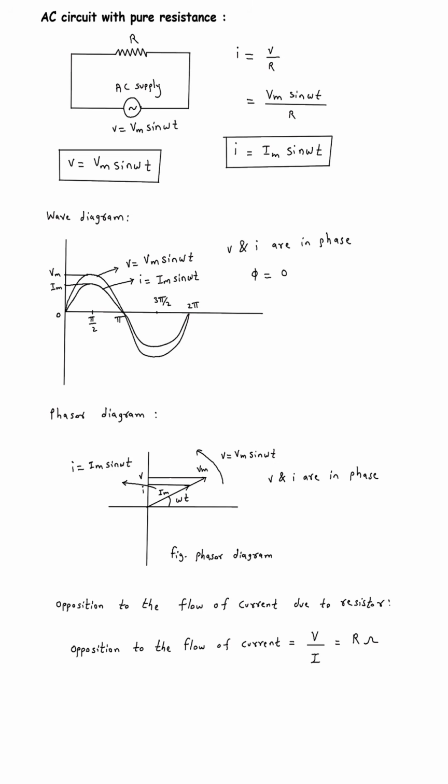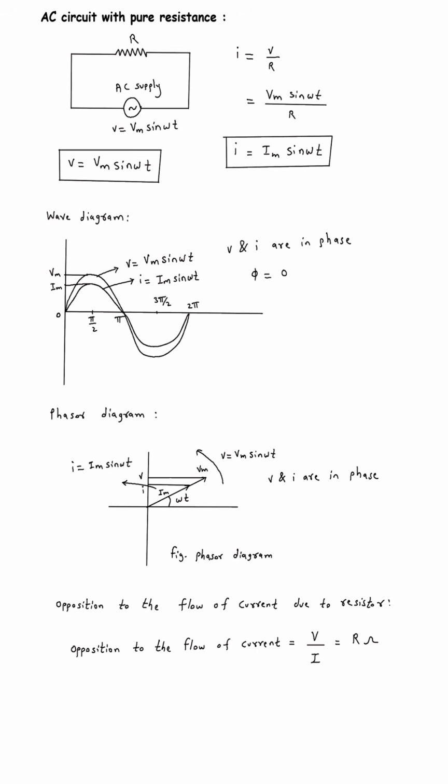In an AC circuit containing only a resistor, we connect a resistor to an alternating current or AC supply. The voltage from the AC source is given by the equation V equals Vm sin omega t, where Vm is the maximum voltage and omega t represents the angular frequency over time. According to Ohm's law, the current in the circuit is equal to the voltage divided by the resistance.